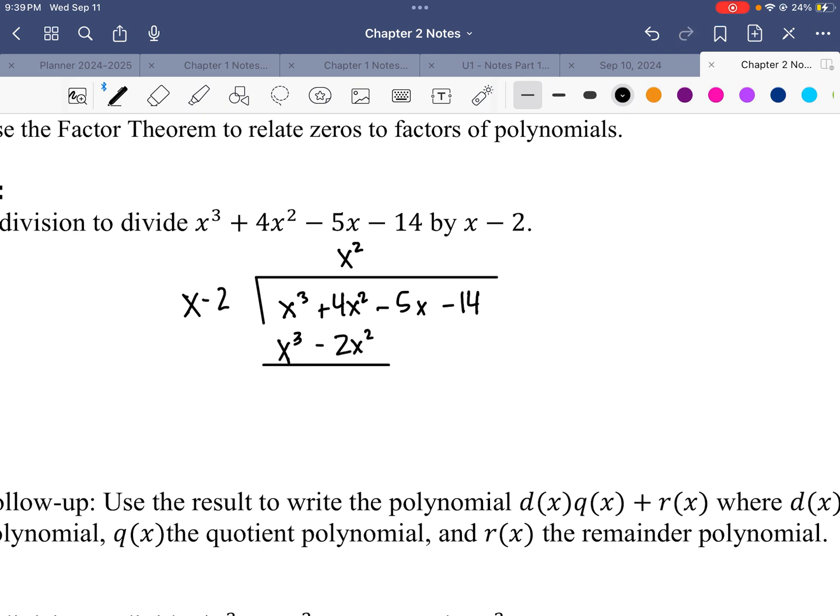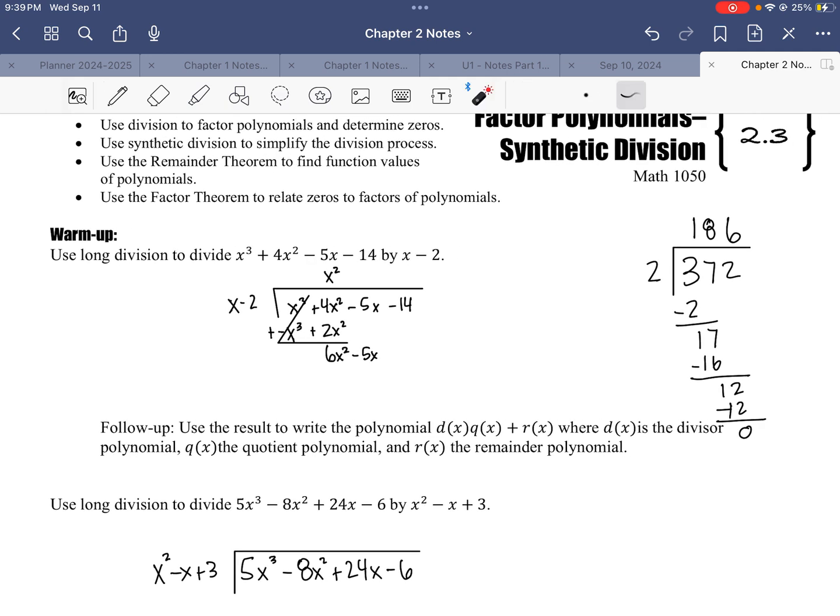And then typically we would subtract. I prefer to add the opposite, but please recognize it's the same thing. So your x to the thirds should cancel, and 4x squared plus 2x squared should give you 6x squared. And then we drop down the next term, just like we did when we dropped down our 7. And we do it again.